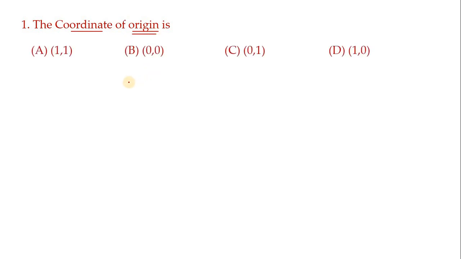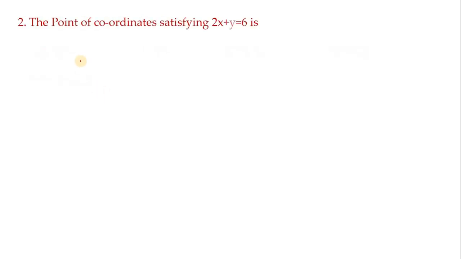Now let us move on to the question section, children. The coordinates of the origin is... origin means where two axes meet, where the x and y axis meet. That point we call the origin. And origin coordinates are always 0, 0. Hence option B is correct. Move on to the next one.